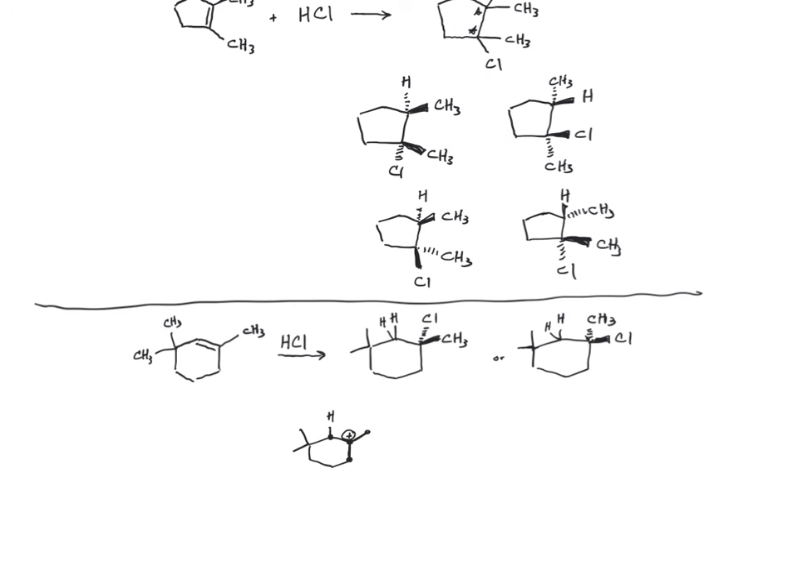So here we can get attack either from the top face, or from the bottom face. Depending upon which side it attacks, that's going to determine which enantiomer is formed. But there's, again, no reason to think that top side attack should be any more or less favorable than bottom side attack, which means that we would expect a 50-50 mixture, and therefore a racemate, or a racemic mixture.